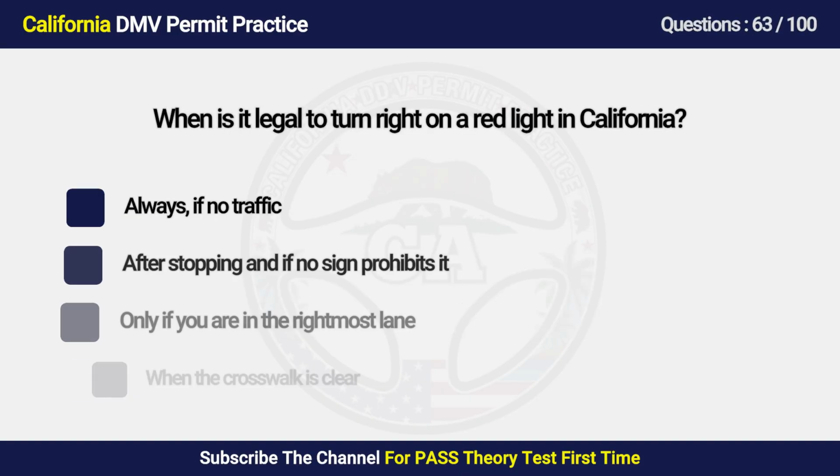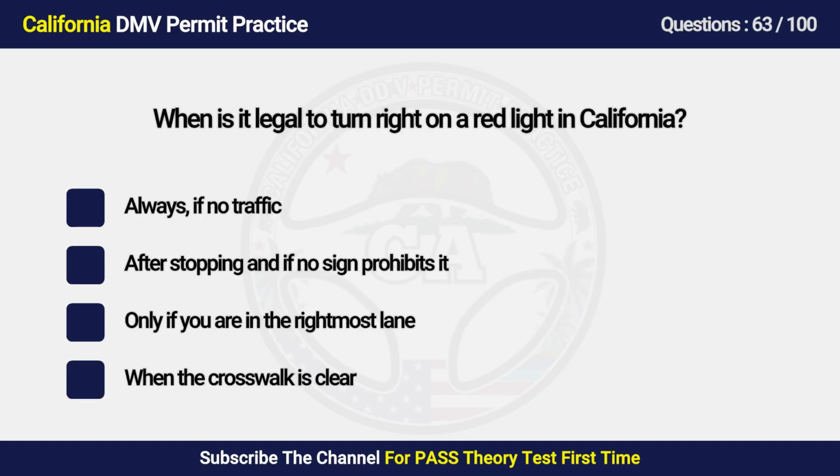Question 63. When is it legal to turn right on a red light in California? A. Always if no traffic. B. After stopping and if no sign prohibits it. C. Only if you are in the rightmost lane. D. When the crosswalk is clear.